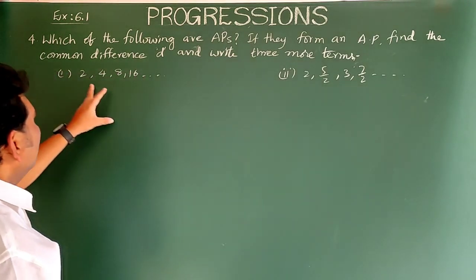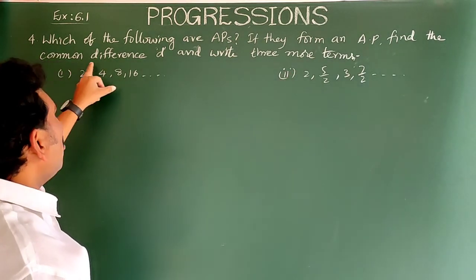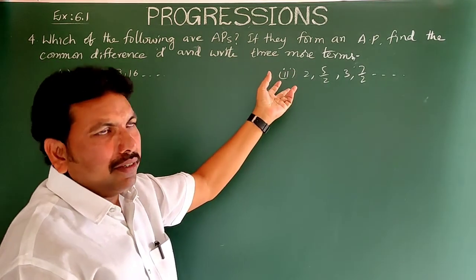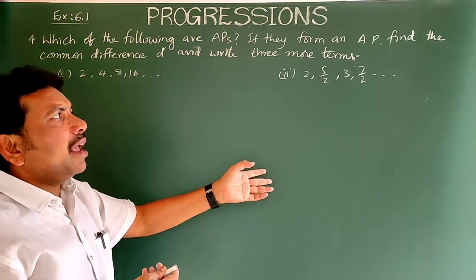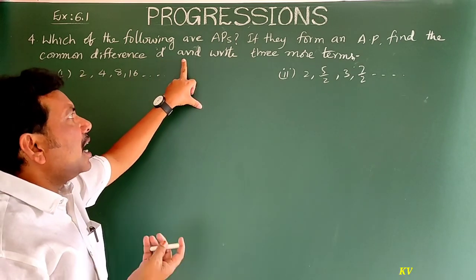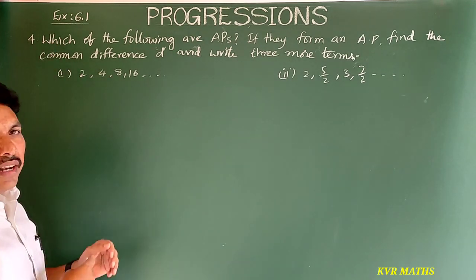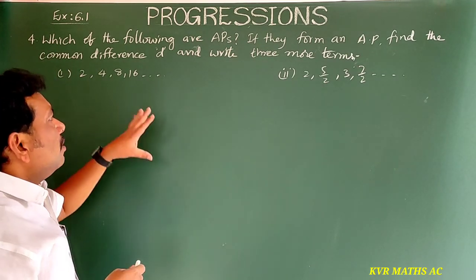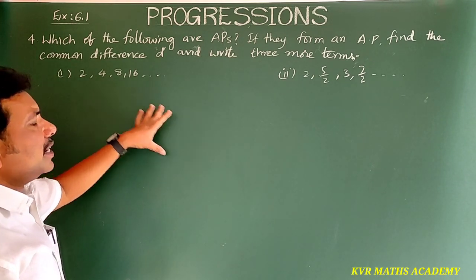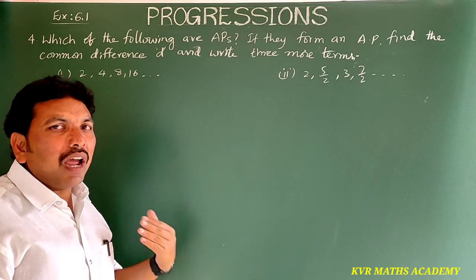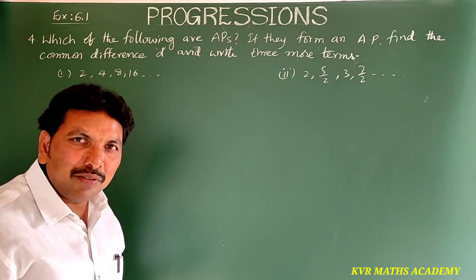Fourth question: which of the following are APs? If they form an AP, find the common difference d and write three more terms. Here totally 13 problems are given in the fourth one. Among these 13, we should find which are APs. If the series forms an AP, then we have to find three more terms. Four terms are given, and we have to find another three terms.